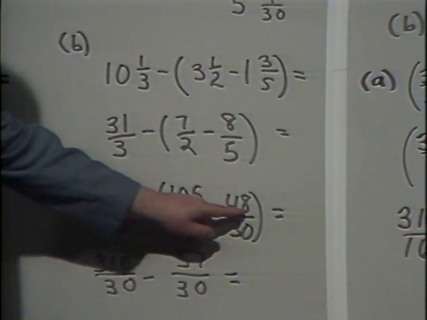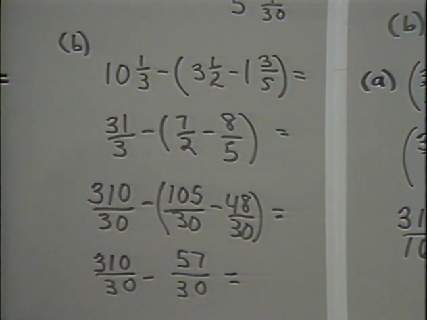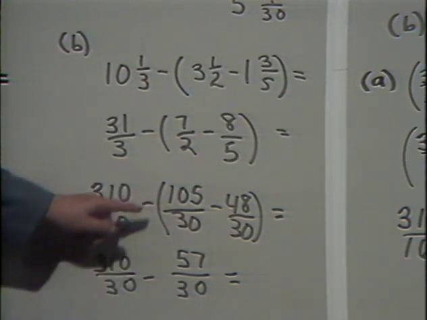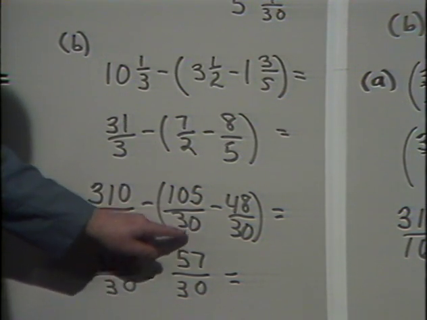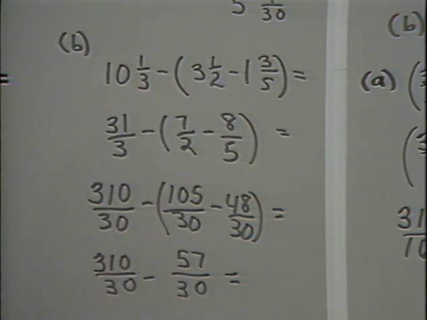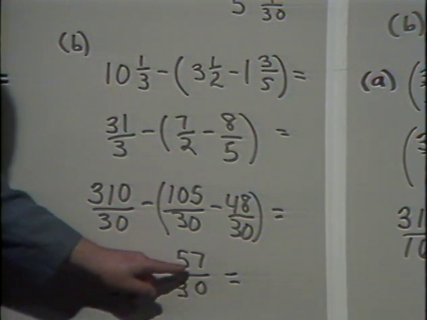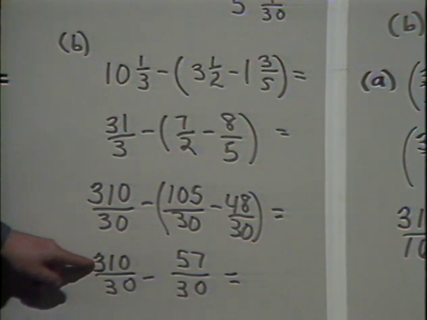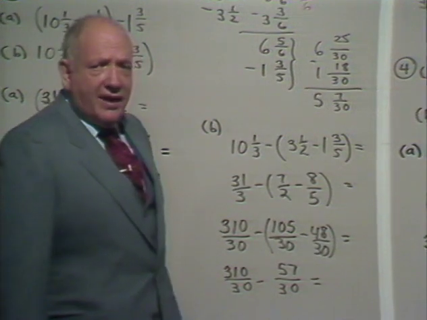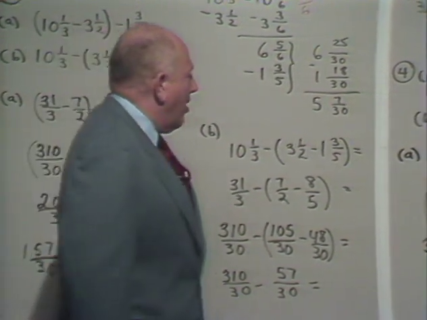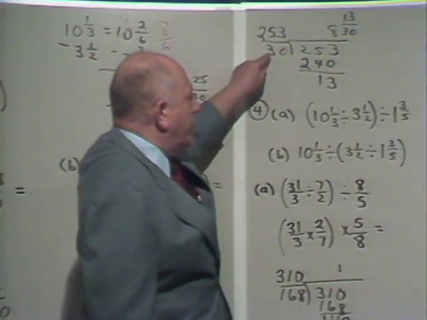You see here I first subtract the 48 from the 105 because everything inside the parentheses is done first. You see 48 from 105 is 57. 57 what? 57 thirtieths. I now take the 57 thirtieths and subtract that from 310 thirtieths. 57 from 310 is 253. So I now have 253 thirtieths.